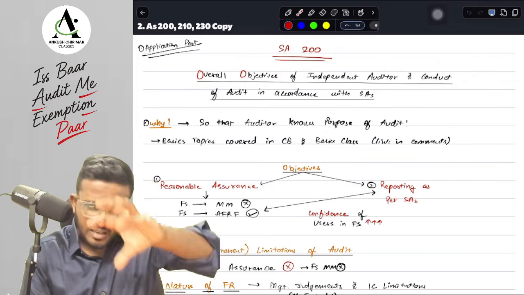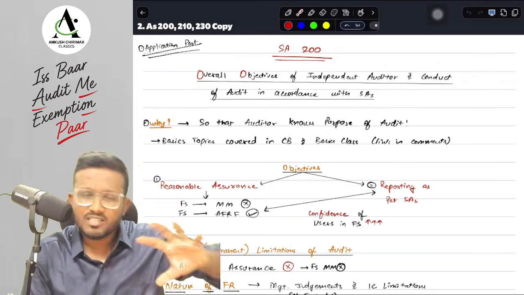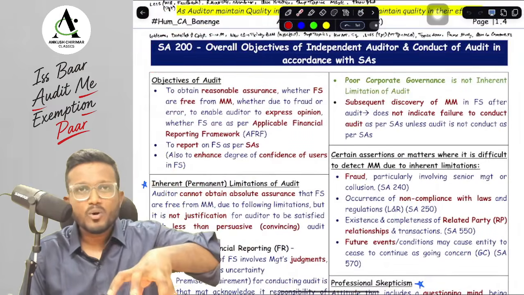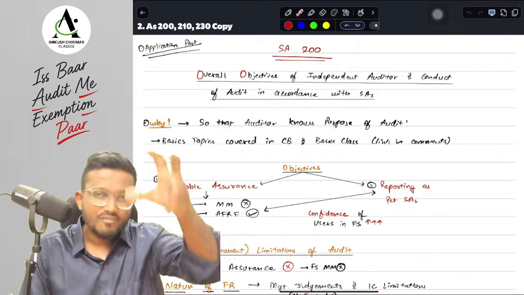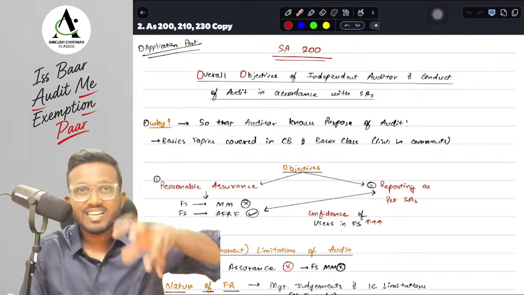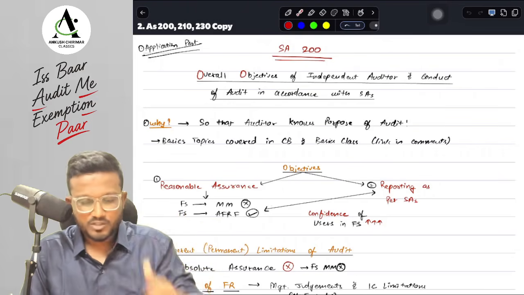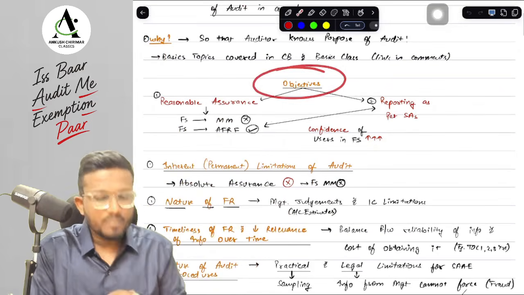And here in this particular case, I am not going to discuss the basics. We have already covered them in our concept book itself. The first chapter is our basics chapter, so you can definitely read all the basics from there. We are just going to read the actual essay content in these detailed revision videos. Okay, yes sir. Now let's talk about the objectives.